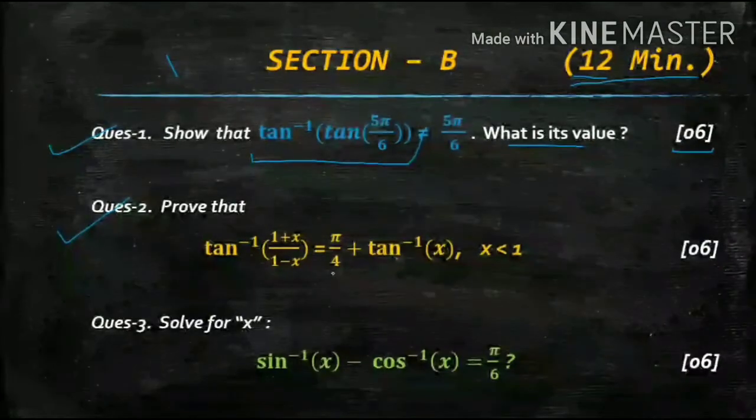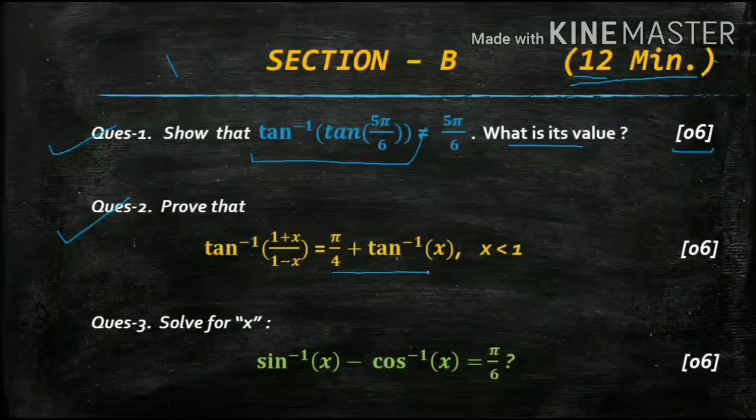Question number 2 is asking you to prove that tan inverse of (1 plus x) over (1 minus x) equals pi by 4 plus tan inverse x, when x is strictly less than 1. So x can be any number but less than 1. So you have to prove this thing.